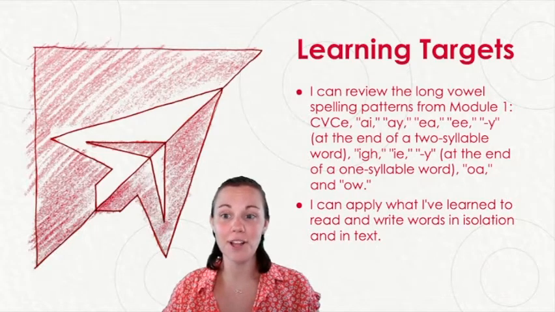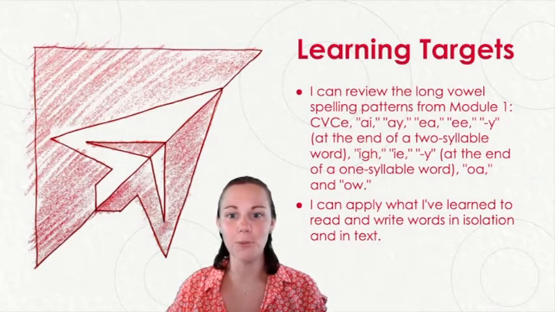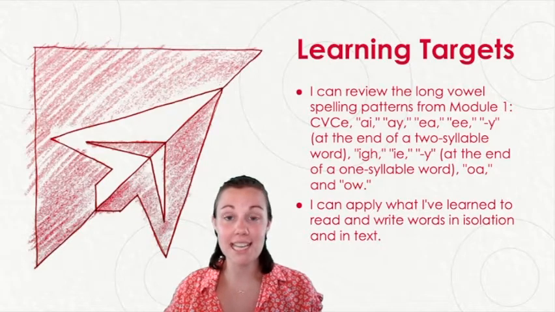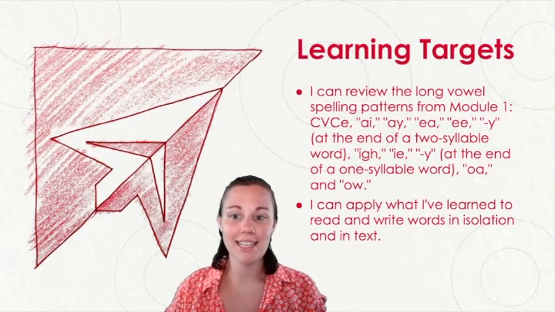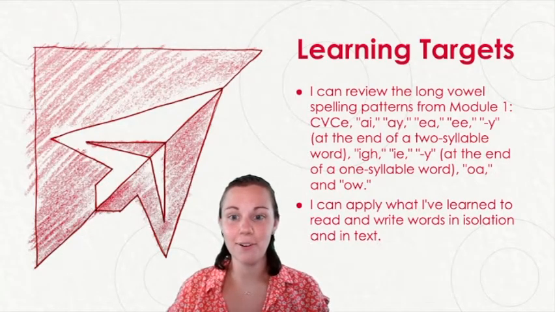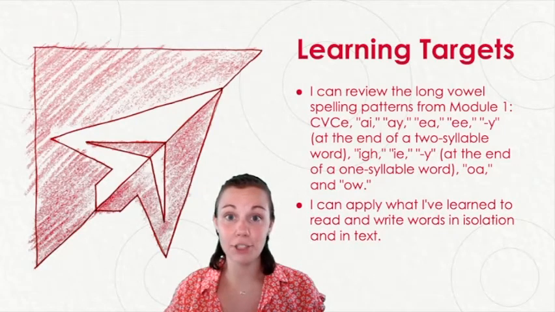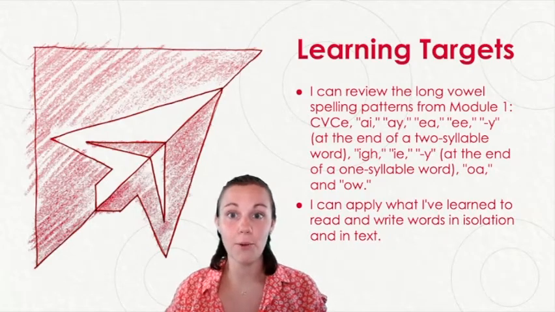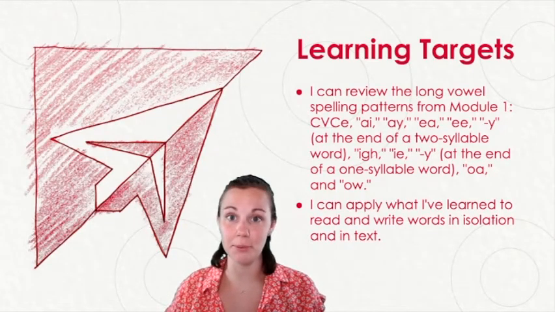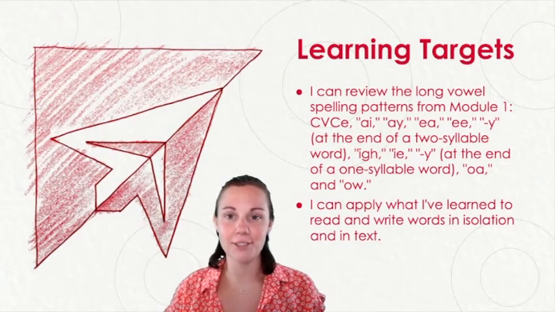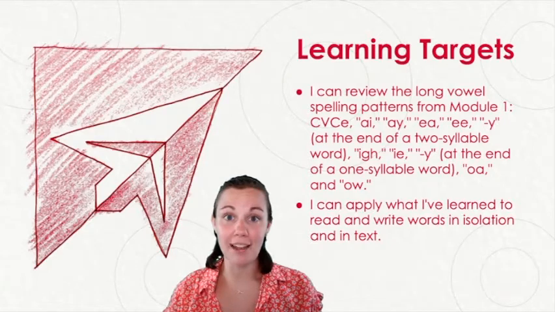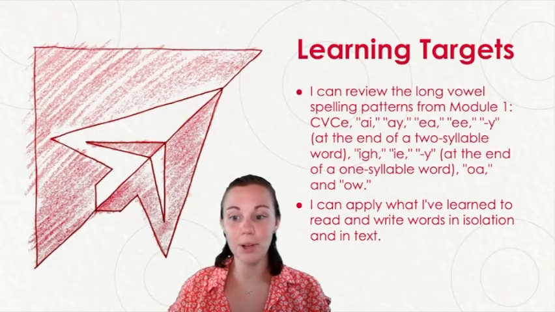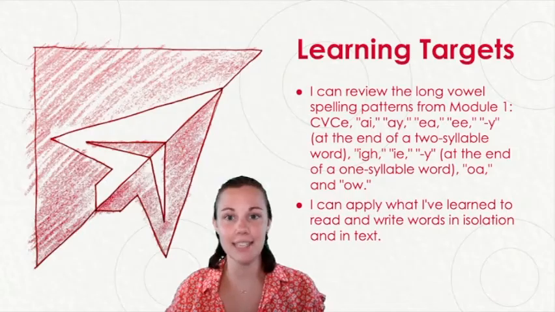I can review the long vowel spelling patterns from Module 1. CVCE, or magic E, AI, AY, EA, EE, Y, at the end of a two-syllable word. IGH, IE, Y, at the end of a one-syllable word. OA, and OW. The second learning target says, I can apply what I've learned to read and write words in isolation and in text.